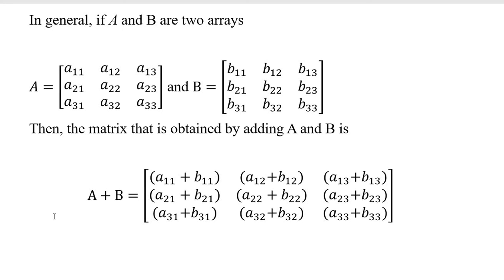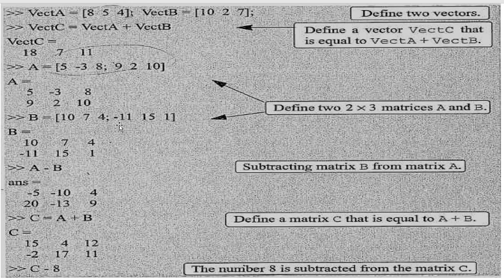Now we are going to see a numerical example. In the MATLAB command window, we create two matrices. Vector A is a single-row matrix, and vector B is a single-row matrix. Vector C adds these two. Vectors A and B are of equal order, so we can easily add them. Adding these two, we get the values 18, 7, 11.